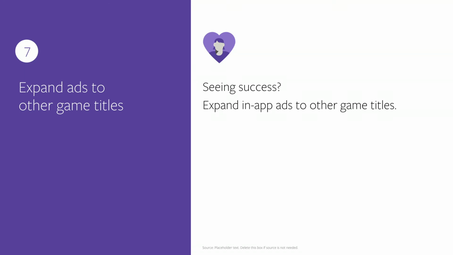And here we are, the last step. Once you're comfortable with the balance of ads and in-app purchase in your game, it's time to consider expanding your hybrid strategy to other game titles. That's it. You now have 7 steps designed to help you adopt a new hybrid strategy.